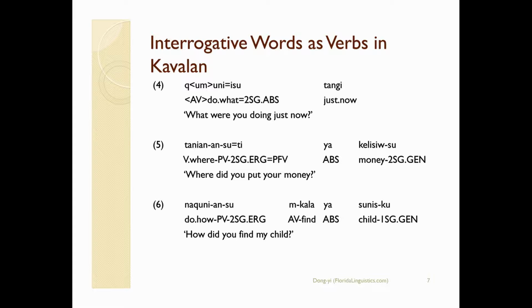The interrogative word in 4, goni, takes the agent voice marker. The interrogative verbs in 5 and 6, that is danyan and nakoni, take the patient voice marker an. Moreover, in 4 and 5, there is no lexical verb that denotes do or put.